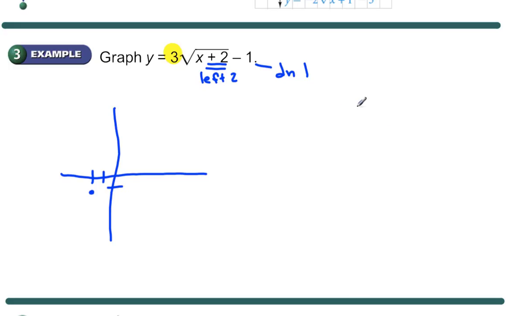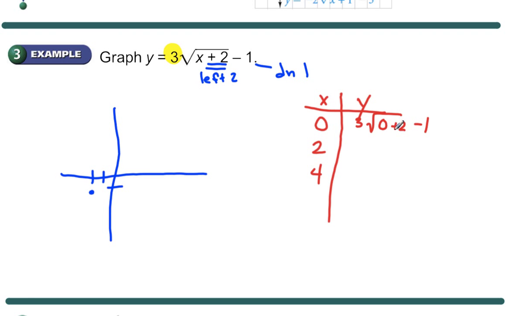Worst case scenario, you always, always, always have your t-chart. Put in an x, plug it in just to see what you get. So put in 0, put in 2, put in negative 1 if you wanted to. I'm going to do 0, 2, and 4. Putting 0 into this equation, I am going to write it out longhand, even though most of you don't need it. We have 0 plus 2 minus 1.